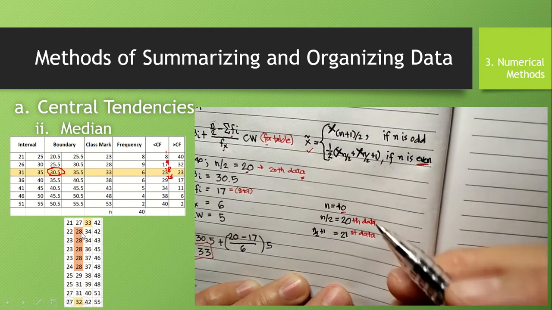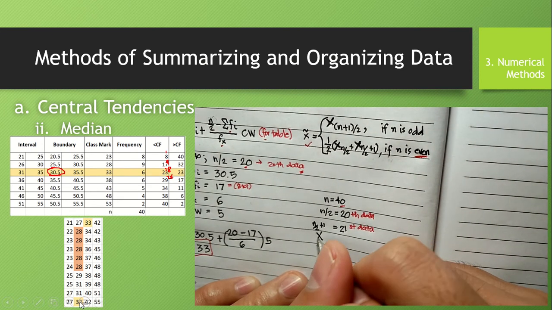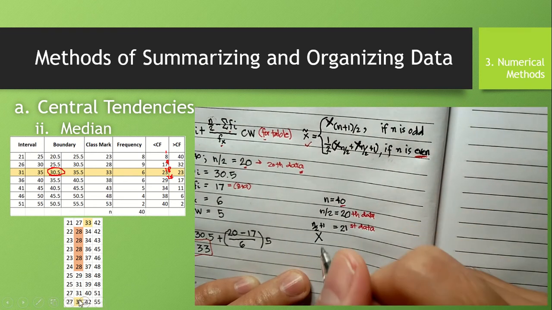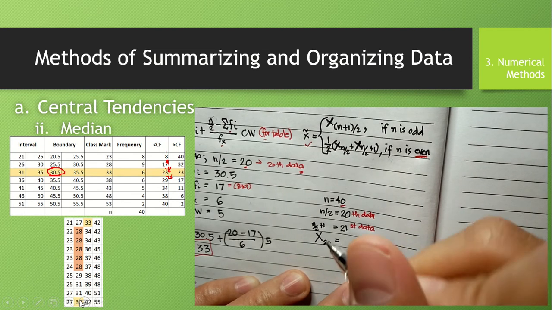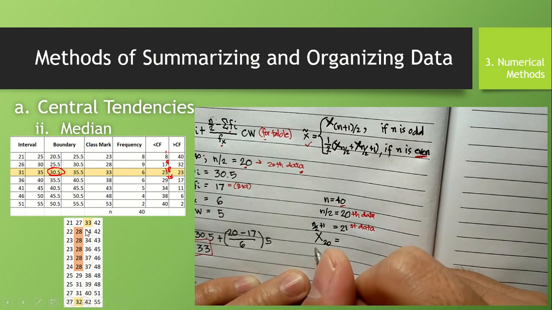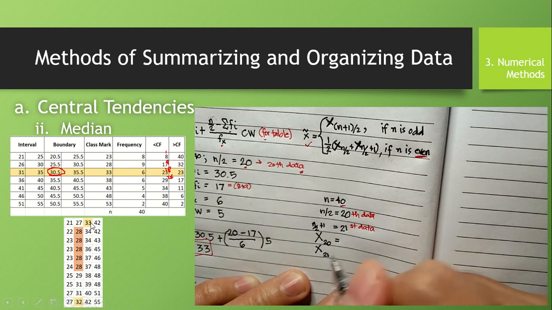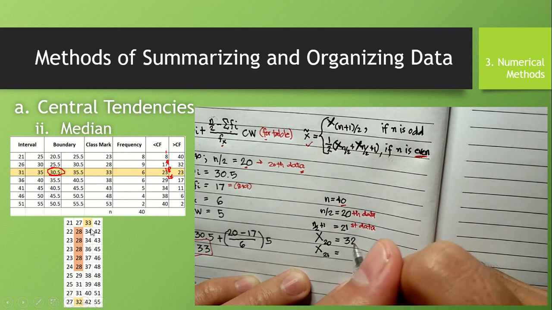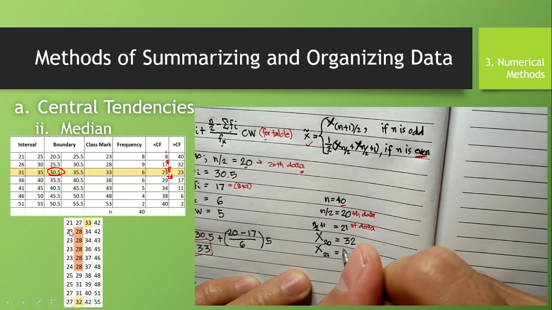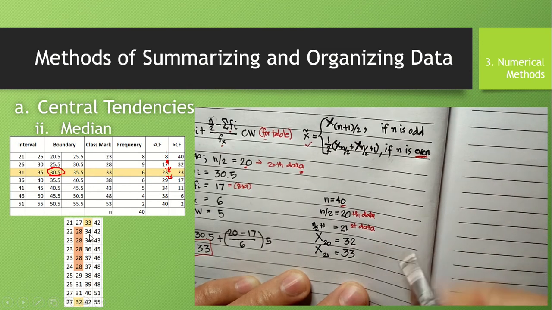If you would check here, this is our 20th data. x sub 20 is 32, and x sub 21 is 33. You have to remember that in order for us to get the median, we have to sort the data first.